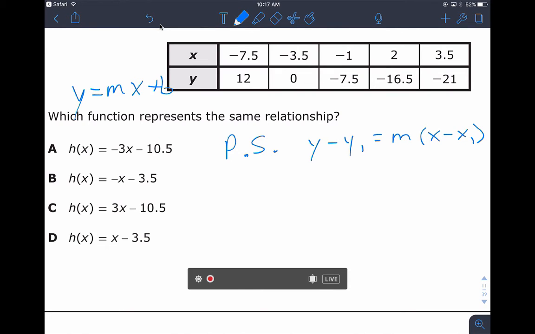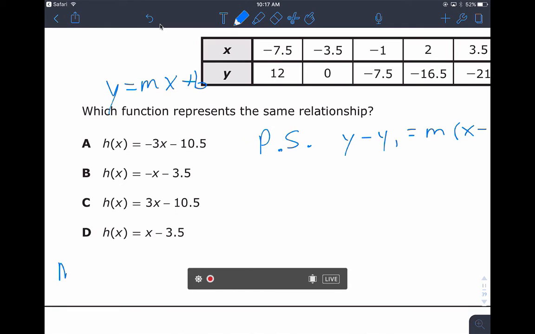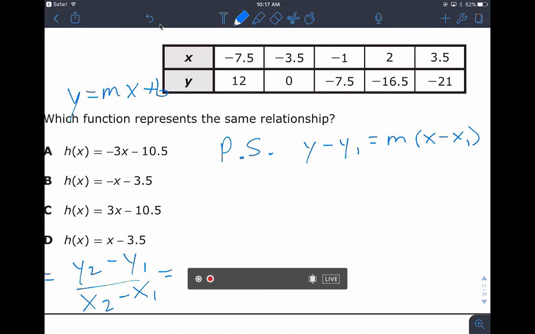But the only problem is I don't have m. And m, that's supposed to be your slope. All right, now on your formula chart, you should have this thing here, y2 minus y1 over x2 minus x1. So we need to punch out what our slope is. Okay, so really you do that just by choosing two random numbers. It doesn't matter which numbers they are.